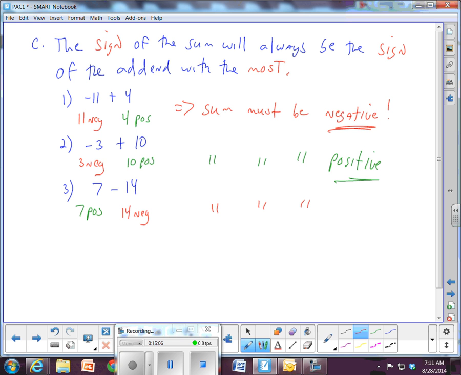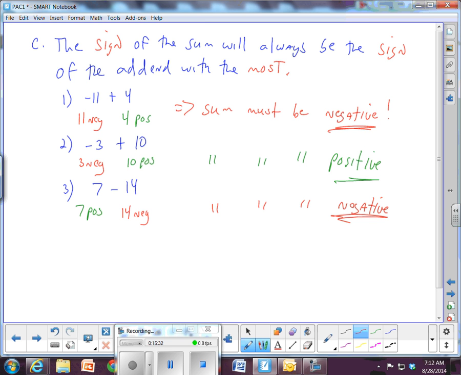So the sum must be what? And hopefully it's a pretty simplistic thing. 14 is more than 7. So the sum must be negative. Has to be. And so that's the way you want to think about these problems, okay? The sum has to be, in this case, negative because there's more negatives than positives.